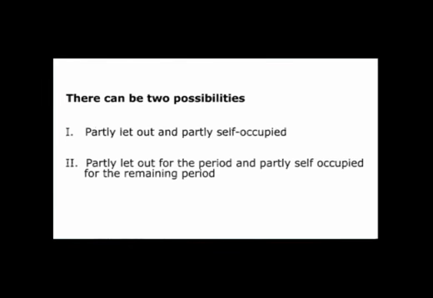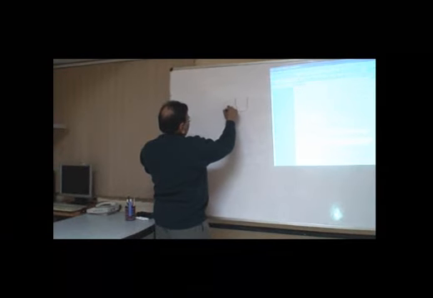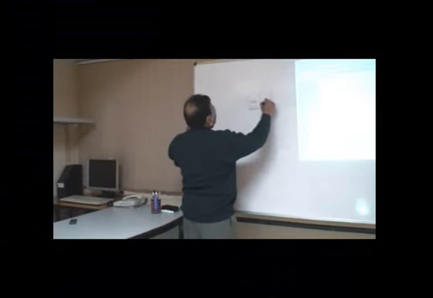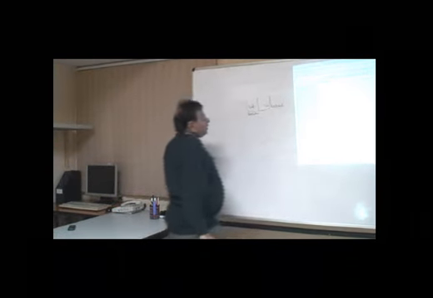The situation is the residential property which is let out for a part of the year, and for the part of the year it was occupied for self-residence purpose. It means there may arise 2 possibilities. First, the property is partly let out and partly self-occupied. For example, there is a bigger house; half of the portion may be used for self-residence purpose and half of the portion may be let out. It can be the situation also.